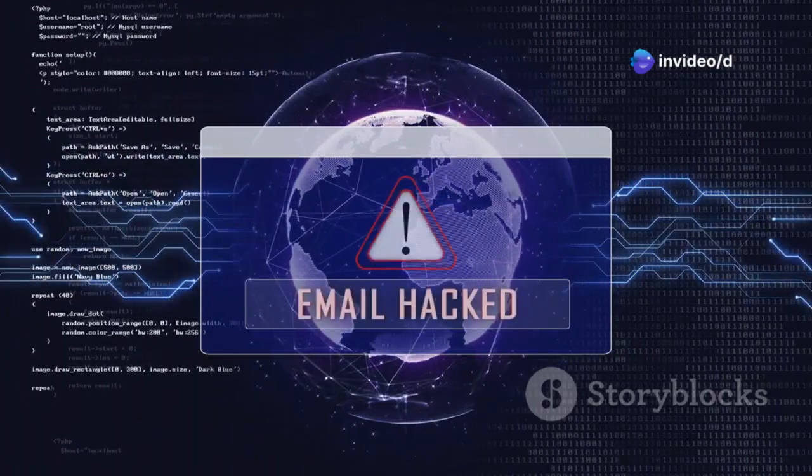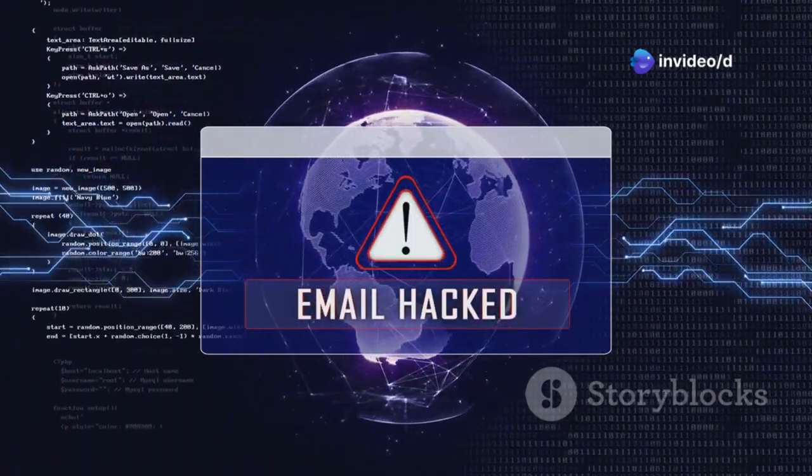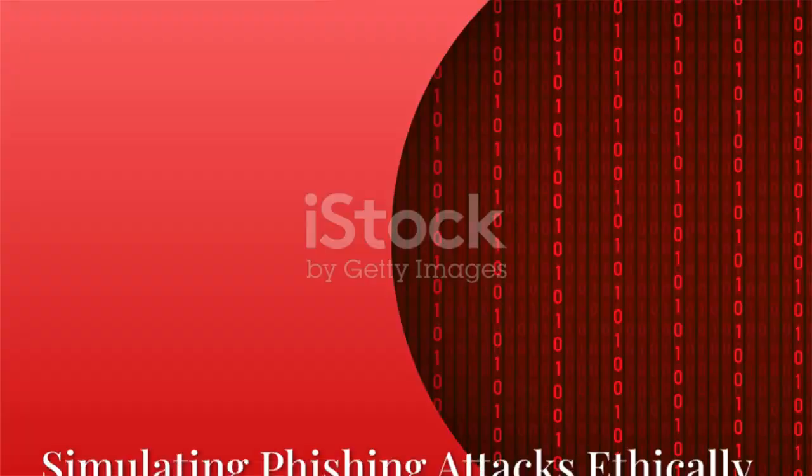Now let's explore how phishing attacks fit into the broader picture of password security and what you can do to defend against them.